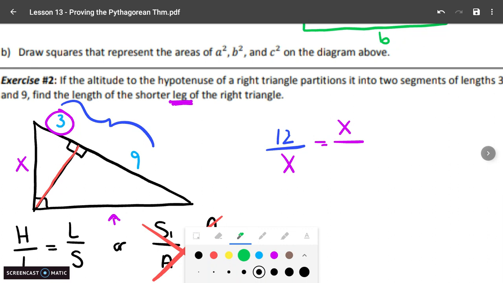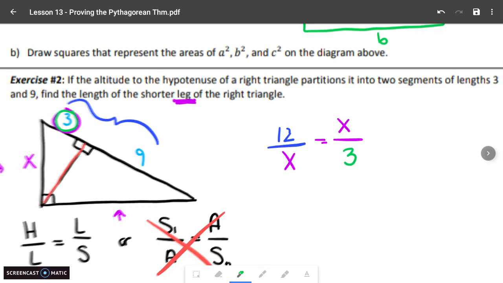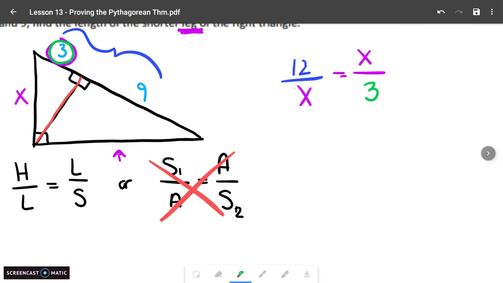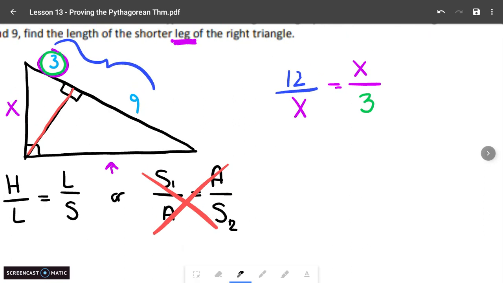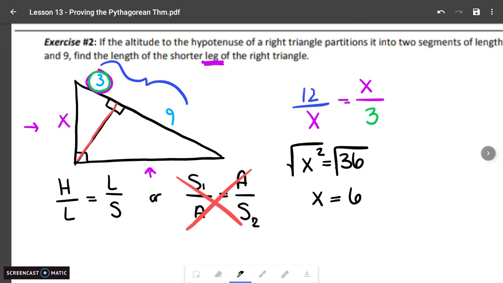And that S is the segment along that split partition piece, and we want the one that's closer to the corresponding leg. So it's going to be 3 here. When we cross multiply this, we end up with X squared equal to 36. And when we take the square root of both sides, X is equal to 6. So this means our shorter leg is going to be a length of 6.